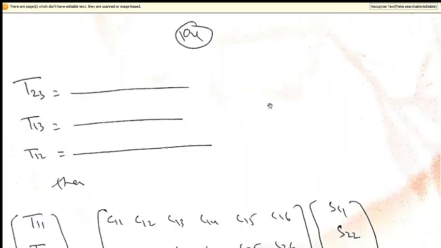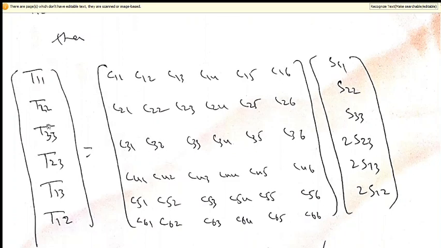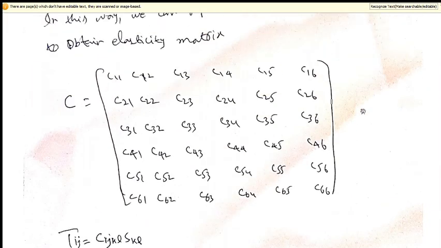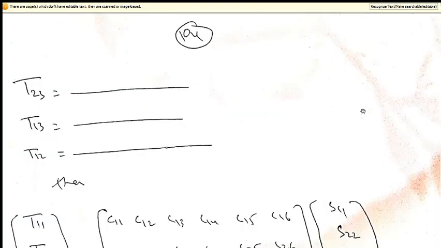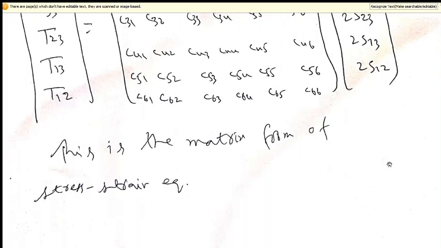So by combining all these 6 equations, we can write them in this matrix form: T11, T22, T33, T23, T13, T12. This is matrix C, the elasticity matrix, and this is the strain components column vector: S11, S22, S33, 2 times S23, 2 times S13, 2 times S12. You can have the first equation T1 equals C11 S11 plus C12 S22 plus C13 S33 plus 2 times C14 S23 plus 2 times C15 S13 plus 2 times C16 S12. This is the matrix form of the stress strain equation, or generalized Hooke's law.